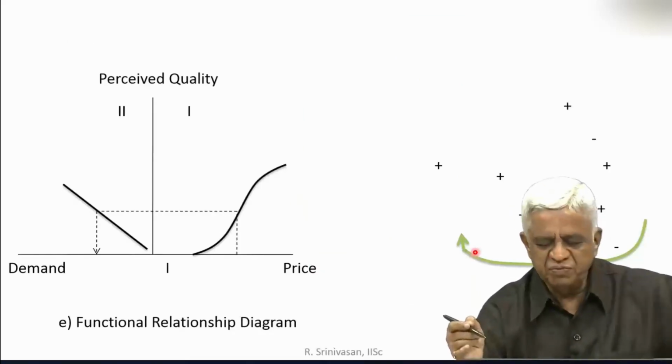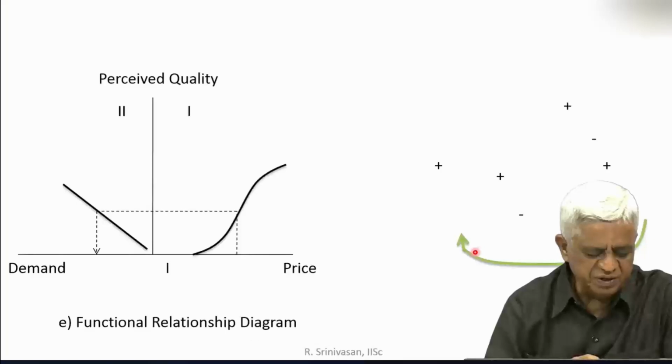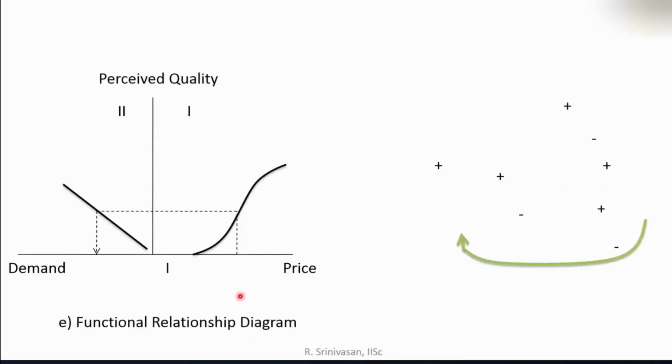Now, the other type of model that you make use of is what is called the functional relationship diagram. If you look at this scenario of the functional relationship diagram, look at this perceived quality and the demand. Now, if the perceived quality is considered low, what is likely to happen? This is going to have a drop or dip in demand. Suppose the price of the product increases, then what is likely to happen? The perceived quality of the product is also looked at as high.